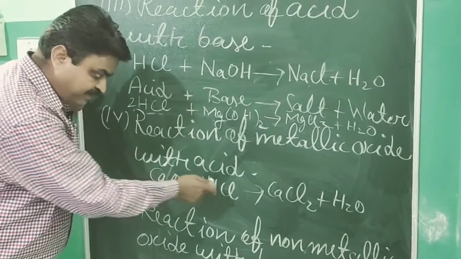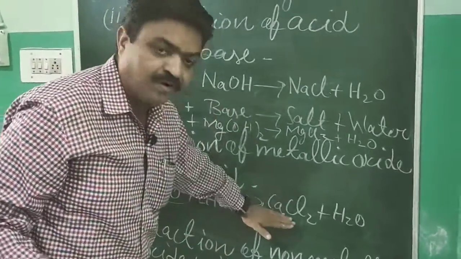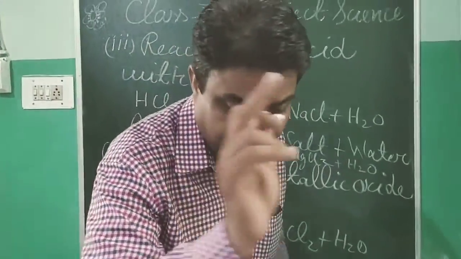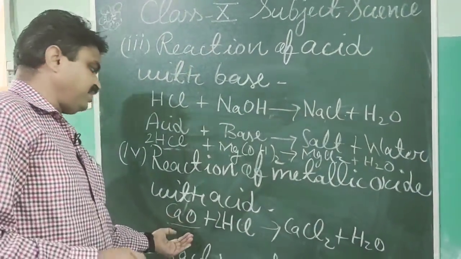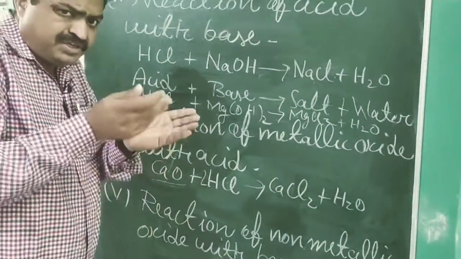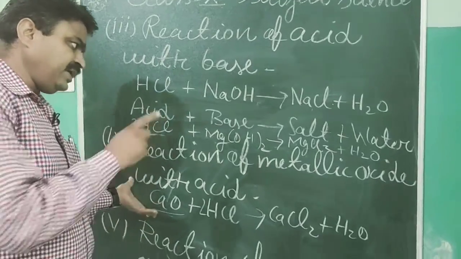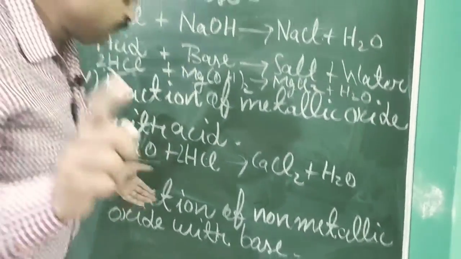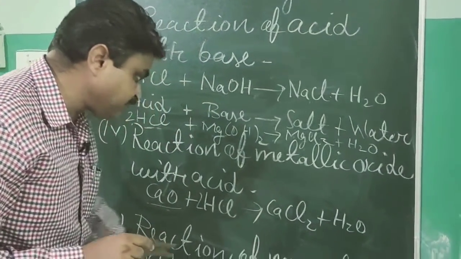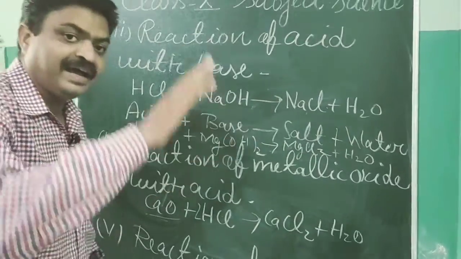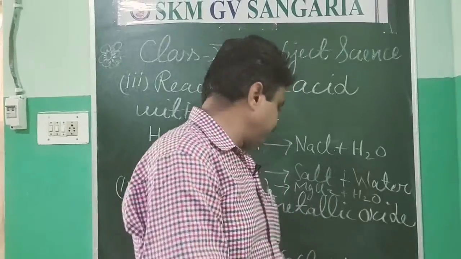In this, the metallic oxide is basic in nature. When it reacts with one acid, then it forms one salt in the form of calcium chloride, and it is an exothermic reaction, student, exothermic, because heat is released in this. Like this, metallic oxides are basic in nature. Like this, non-metallic oxides are acidic in nature.